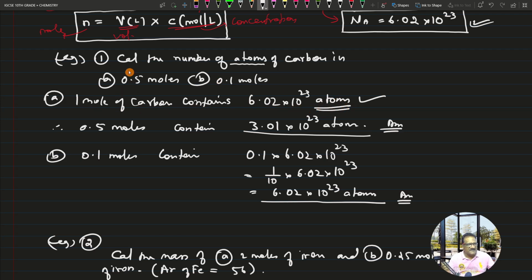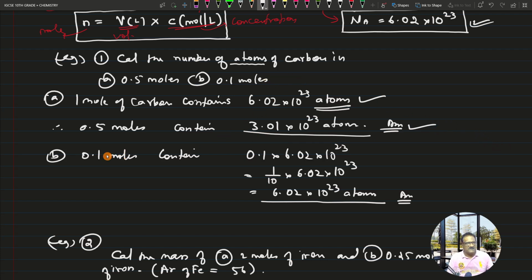Now, if that is the case, 0.5 moles will contain how much? Straight away you have to use the unitary method. Using the unitary method, the answer will be 0.5 times 6.02, isn't it? So 0.5 times 6.02 will be 3.01 into 10 raised to 23 atoms. So this is the answer, right?